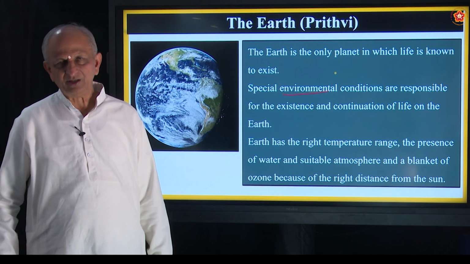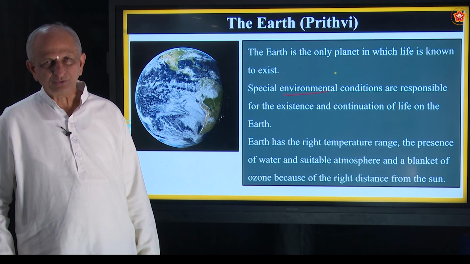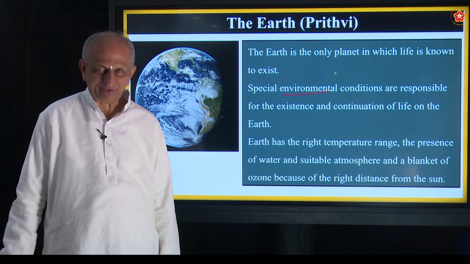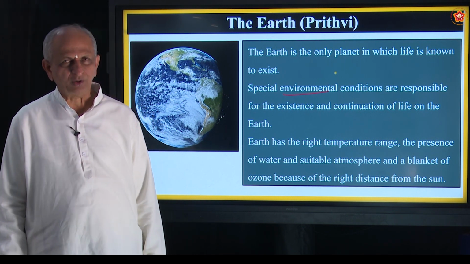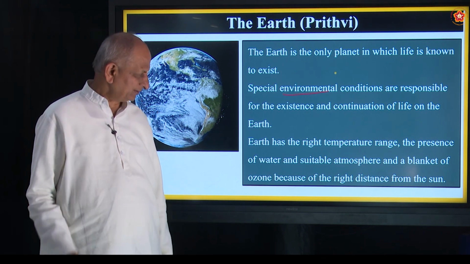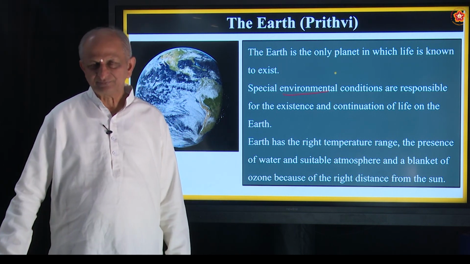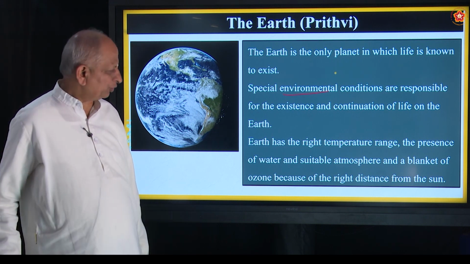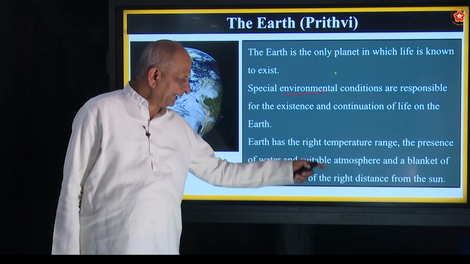The temperature is something like plus 45 in the deserts to minus 45 in the Arctic region, Greenland and so on. So neither too hot nor too cold, because of the distance from the sun. And water also. How much water is there? About 75%. Three-fourths of the Earth globe is filled with water. And a very good blanket of atmosphere.